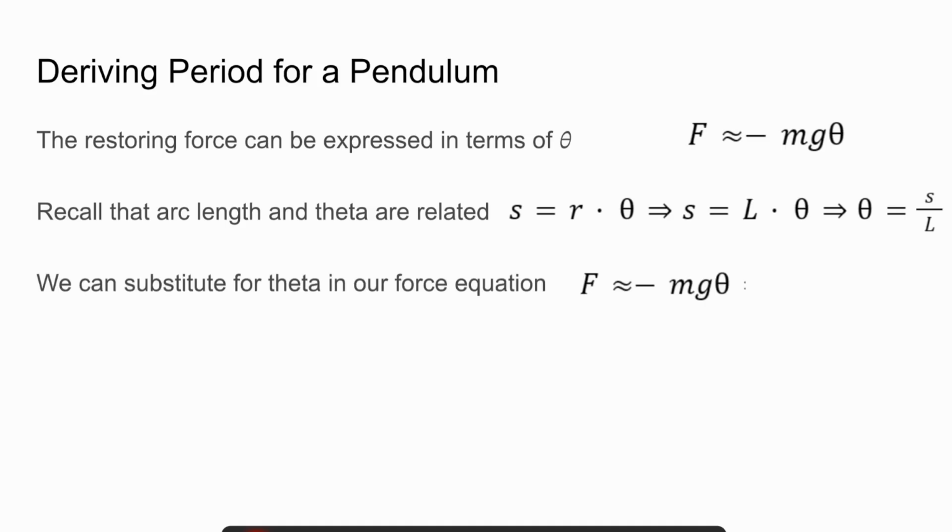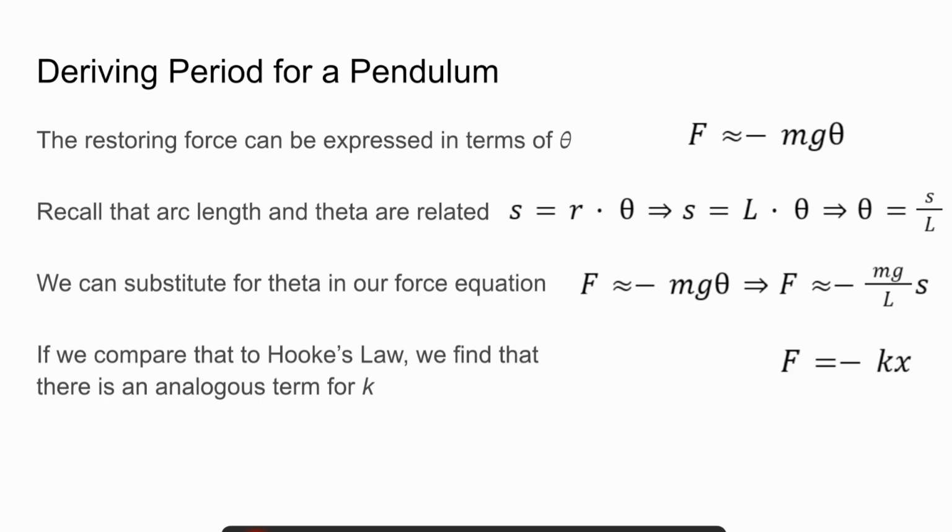And we can substitute that in for theta into our force equation, right? So that gives us force is approximately equal to negative mg over L times S. And if we compare that to Hooke's law, we find that this looks very similar, right? So again, S is our arc length displacement, which correlates with our displacement x. And now we have this term mg over L that is approximately equal to k, again, within that range of 15 degrees on either side of our point of equilibrium.